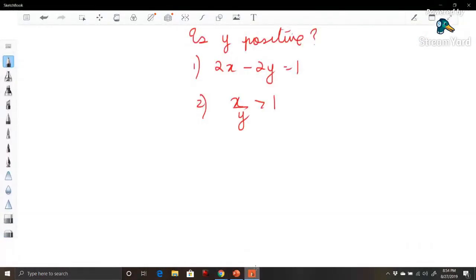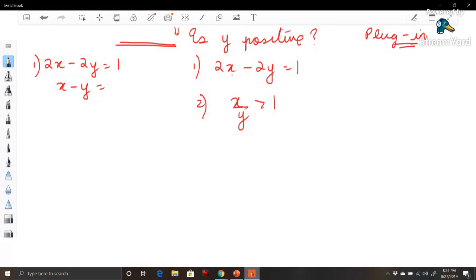Like I said, there are two approaches to any data sufficiency question: analysis or plugging in, and you determine which one you're going to use depending on the question stem. Since there are no constraints given to me about x and y, the best thing to do is to opt for quickly putting in values when you're working with the statements individually. So I'm going to work with the first statement. The first statement says 2x minus 2y is equal to 1. So I can simplify this to x minus y is equal to half.